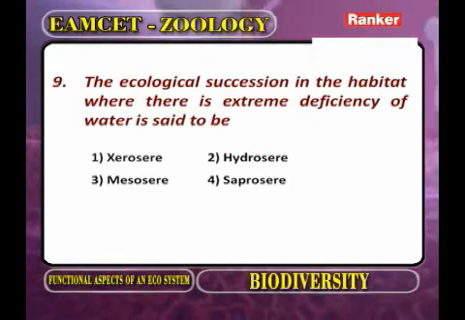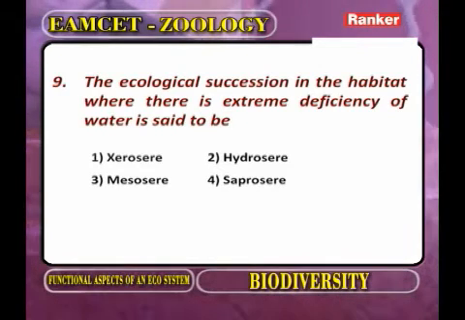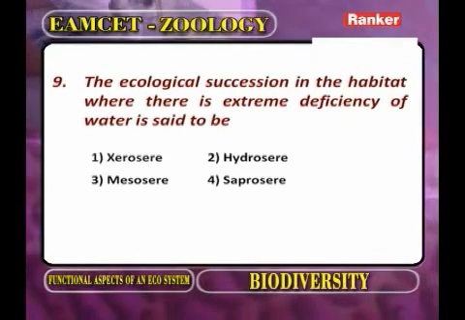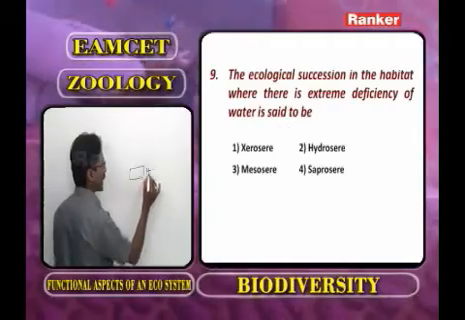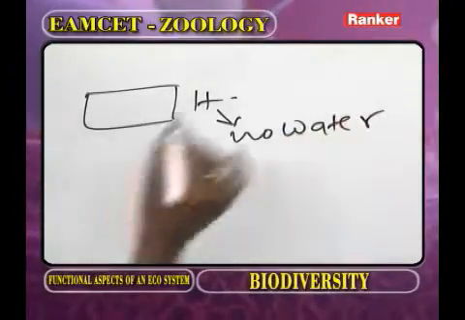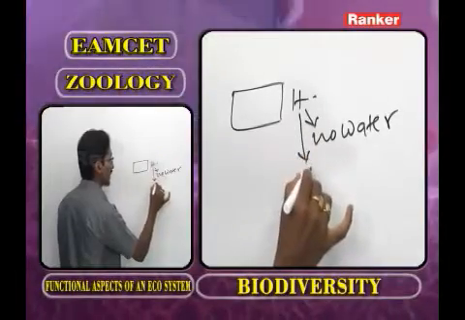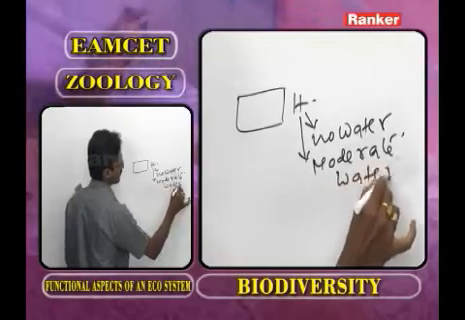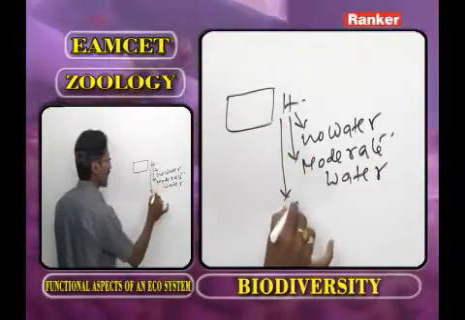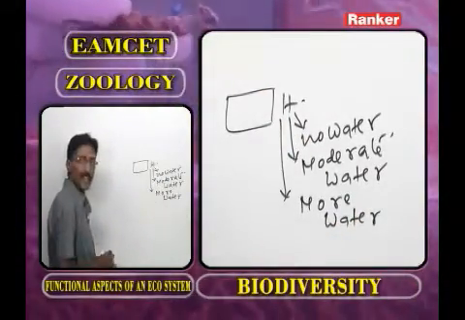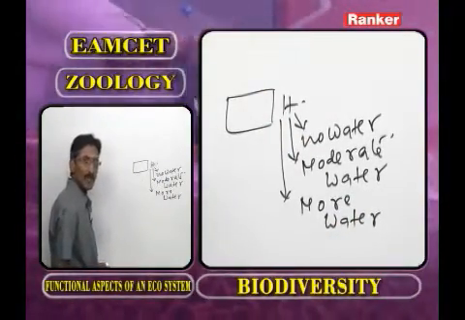The ecological succession in the habitat where there is extreme deficiency of water is said to be. Now, this is one habitat, and in this habitat, in the beginning, no water. Slowly in this habitat, a moderate amount of water is present. Slowly in this habitat, more water is present. Now you have to observe this example. It is a classical example for succession.